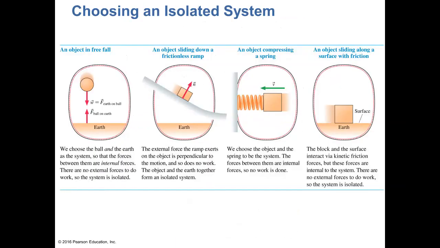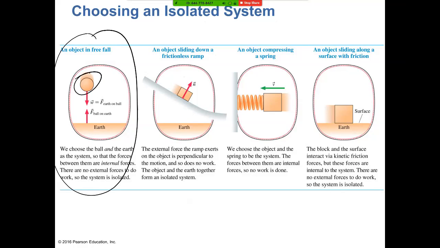So let's look at what we can see, right? It says, all right, choosing an isolated system. Okay. So here's an example, an object in free fall. We choose the ball and the earth as the system so that the forces between them are internal forces. Remember, I can choose that gravity to be, let's say, here's my object and I want to see how the object changes its motion due to gravitational force, and I can then ignore everything else, right?